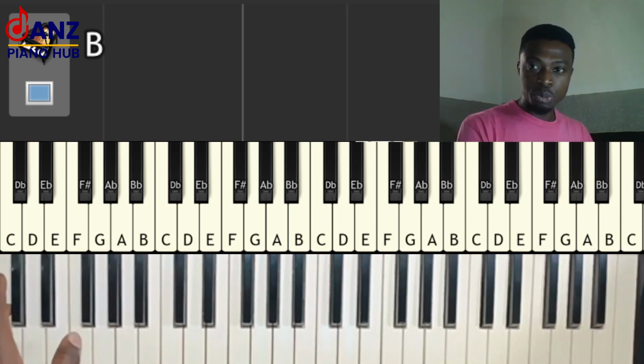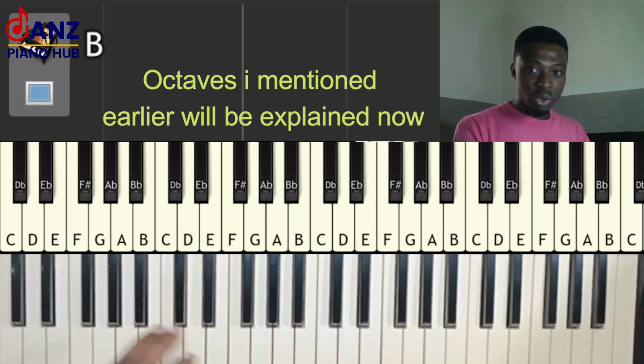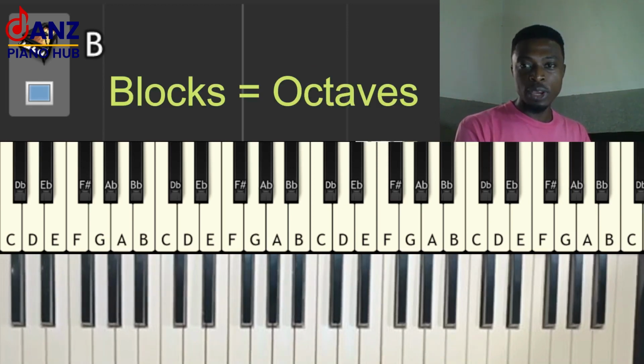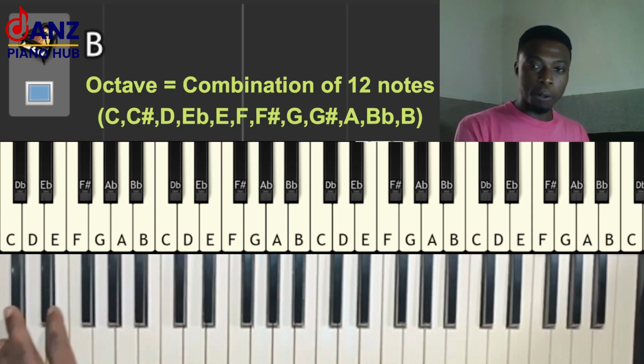So now, this brings us to the concept of octaves. Now, I've been using the word blocks, but blocks and octaves are the same thing. You hear more of octaves than blocks. I call it block just so I can explain it so you understand it, but the name is actually octave. And what does an octave mean? An octave simply means the combination of 12 notes. So this is what it means.